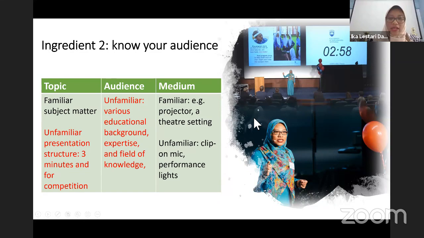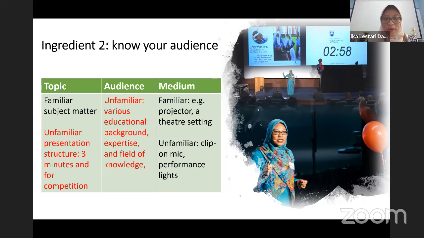Now, from that competition I learned again, when I look at these three things, I don't have any problem with the subject matter because I presented my research, my work, so I know what I'm talking about. But the presentation structure, which is 3 minutes, and the purpose, which is competition, that is something new. So I needed to cope with that kind of situation. And that is not the only thing that I needed to cope with at that time.